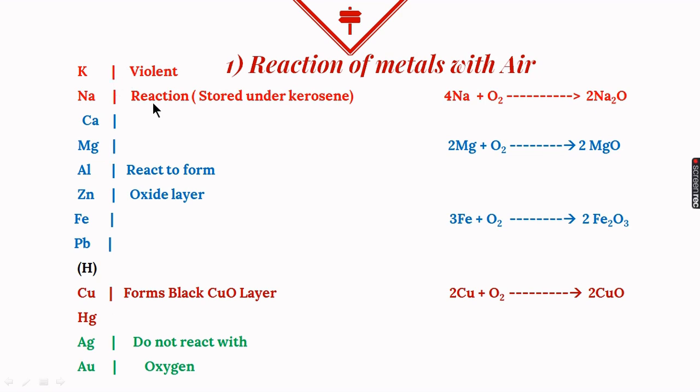At the top, potassium and sodium react violently with oxygen, so they have to be stored under kerosene and we can't keep them in the open. The rest of the metals keep reacting with oxygen slowly and form an oxide layer on them. As a result, these metals slowly lose their shine.